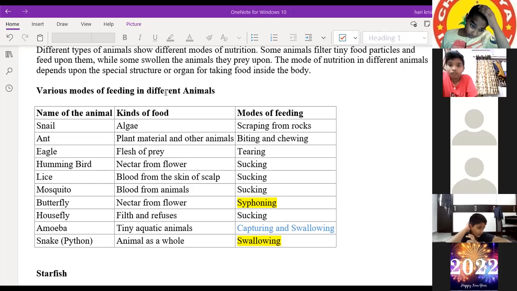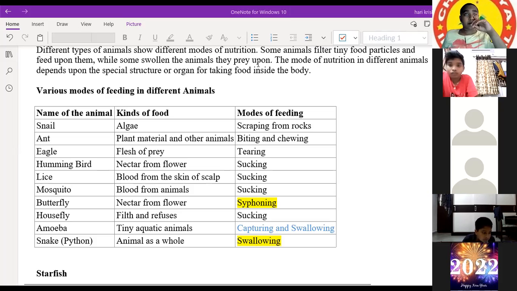Amoeba, tiny aquatic animals, capturing and swallowing. Snake, python, swallowing the animal as a whole. These are different methods of feeding, and the different kinds of food intake in different animals. Sir, it comes under ingestion.